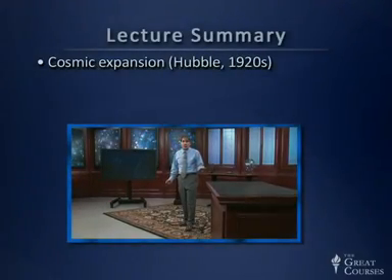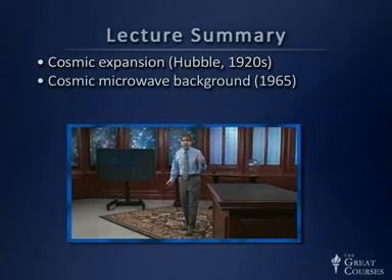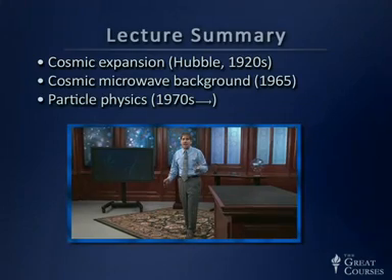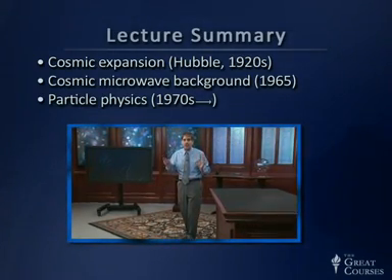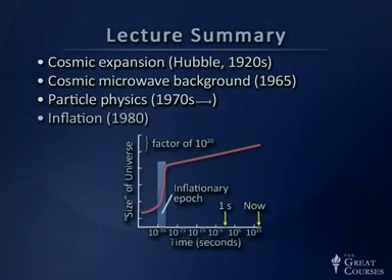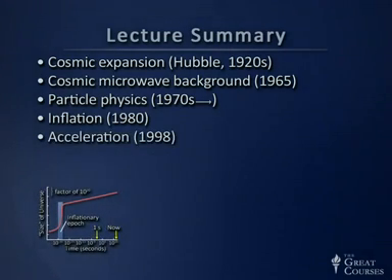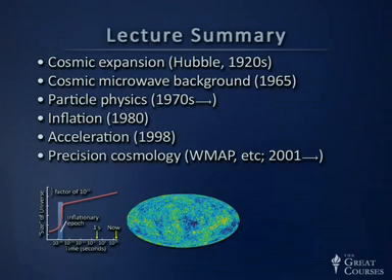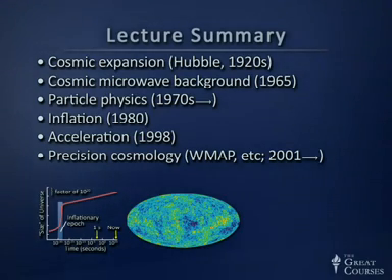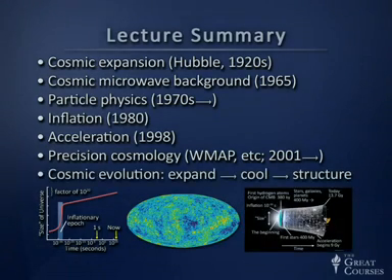We've got cosmic expansion as one of the big ideas. Hubble discovers it in the 1920s, the microwave background in 1965, and particle physics ideas. These three things come together to give us the picture of the universe that we have today. Inflation in 1980 solves some problems associated with the Big Bang theory. Acceleration in 1998 throws a new monkey wrench into the works, which we'll explore more in the final lecture. And precision cosmology from 2001 on roughly gives us these really careful, detailed measurements of a lot of aspects of the universe. And there's that classic picture now from the WMAP satellite of the cosmic microwave background. And so the overall picture: we expand, we cool, and we get structure, and ultimately we've got consciousness.